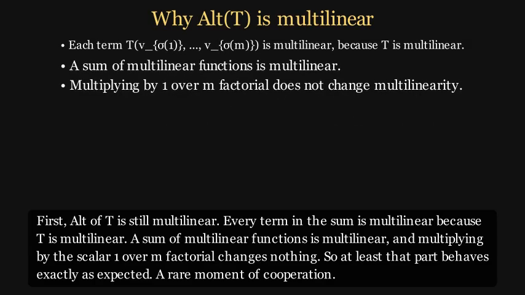First, alt of t is still multilinear. Every term in the sum is multilinear because t is multilinear. A sum of multilinear functions is multilinear, and multiplying by the scalar 1 over m factorial changes nothing. So at least that part behaves exactly as expected. A rare moment of cooperation.